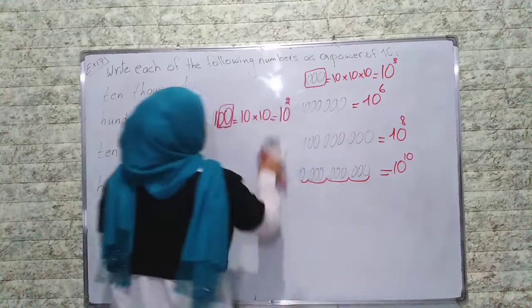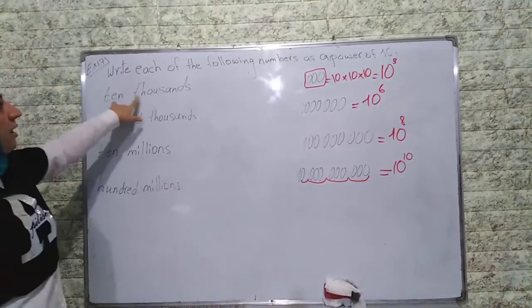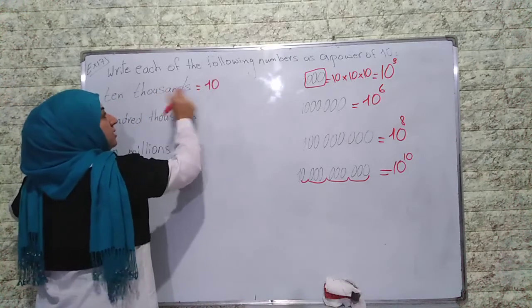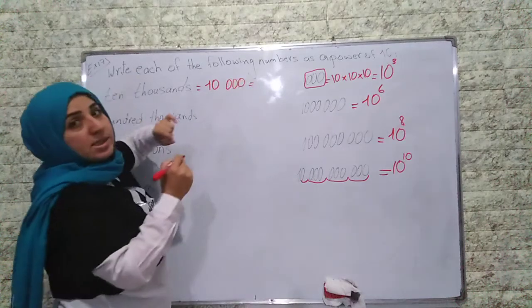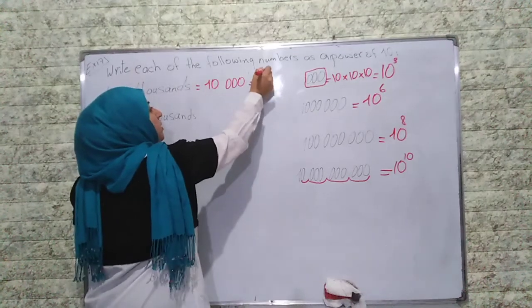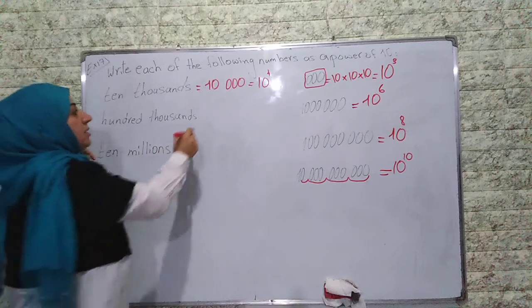Okay, now let's move to this part. 10,000. It means that we have to write 4 zeros. In all, how many zeros are there? 1, 2, 3, 4, so it's 10 to the power 4. Fine. Next one, 100,000.